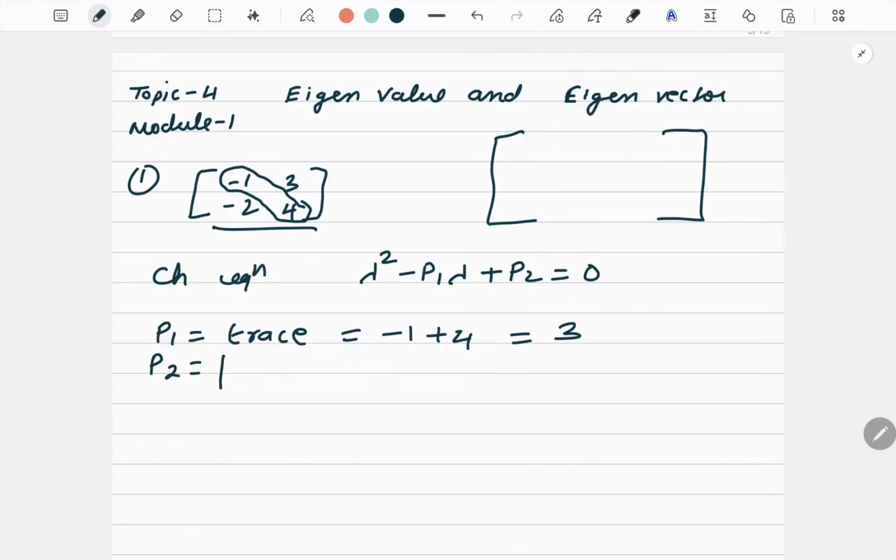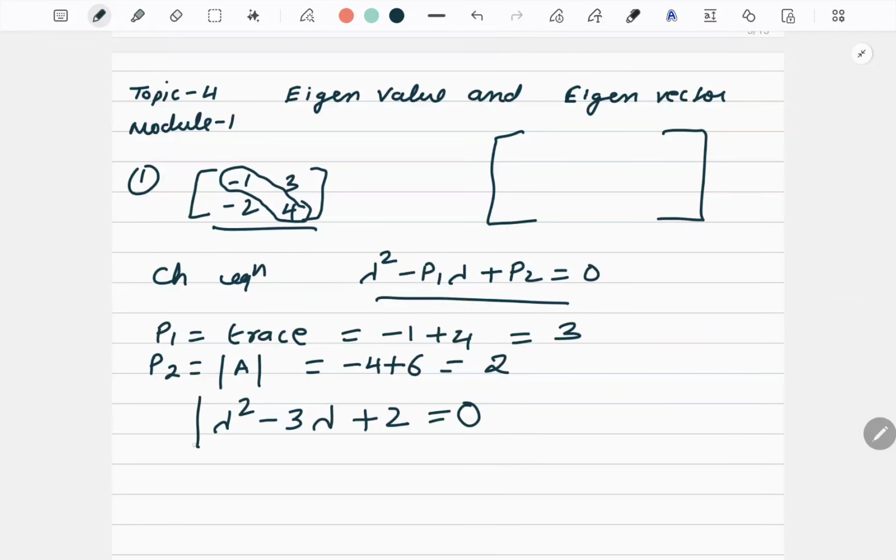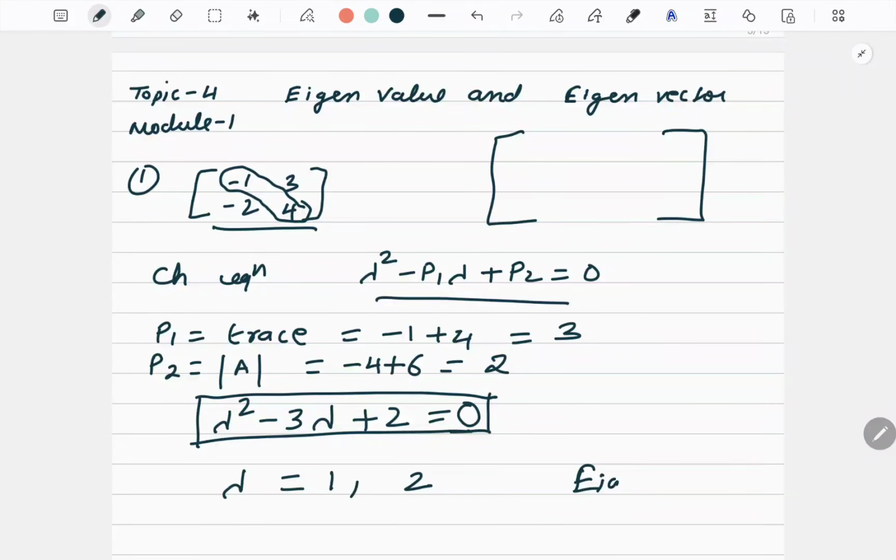Now p2 is what? The determinant of the given matrix. So here what is the determinant? Minus 4 plus 6. So 6 minus 4 is 2. So I got the value of p1 and the value of p2. Right? Now what is the next thing? I will put it in the characteristic equation. So my equation becomes lambda square minus 3 lambda plus 2 is equal to 0. This is the characteristic equation. Once you get it, make a box around it, because you will get one mark for the equation as well. Now use your calculator and factorize this equation. So you will get lambda is equal to 1 and 2. These are my eigenvalues.